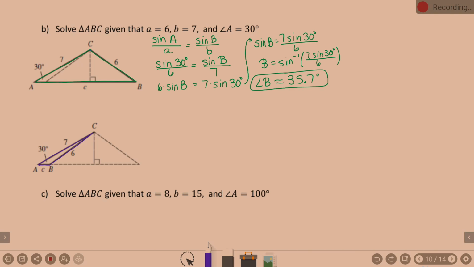I'm going to put this up above just so I have more room for my other part. So you guys remember, angle A plus angle B plus angle C equals 180 degrees, right? So with that in mind, what did we have? 30 degrees plus 35.7 degrees plus whatever angle C is equals 180 degrees. What did you guys find angle C to be? 114.3 degrees. Okay. 114.3 degrees.